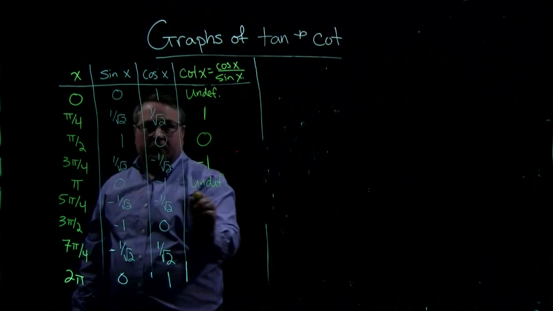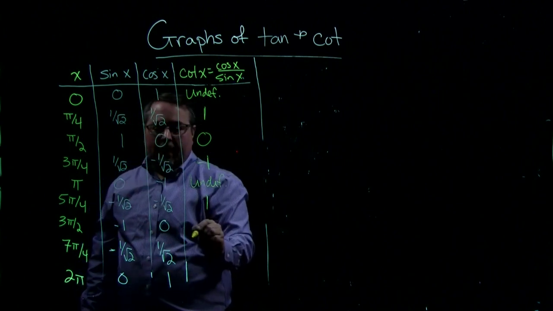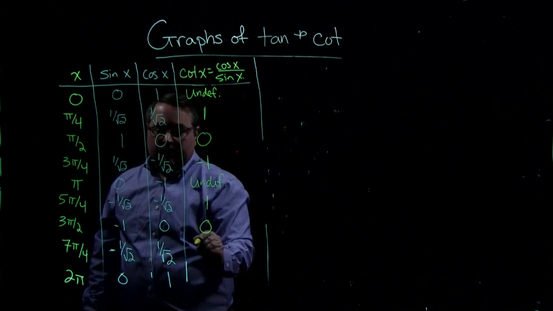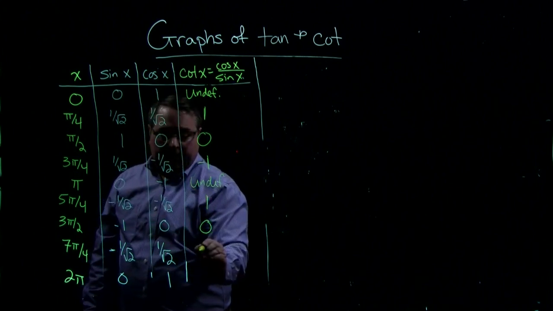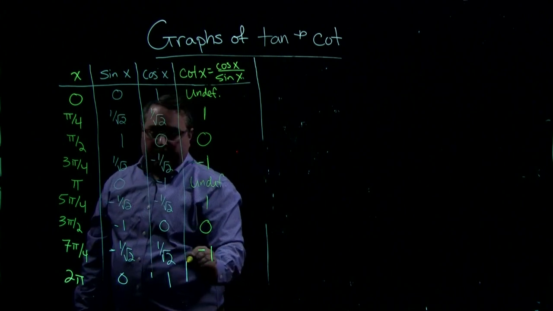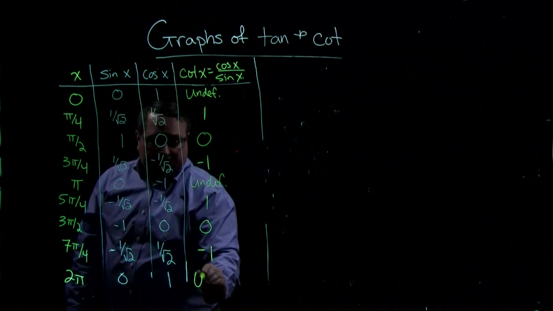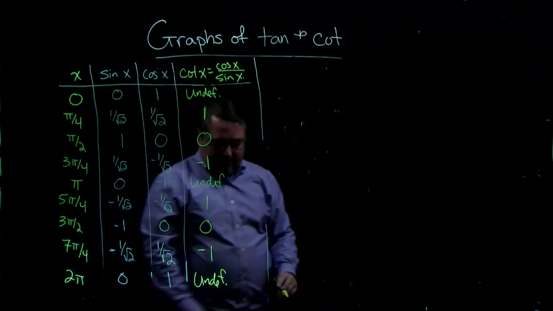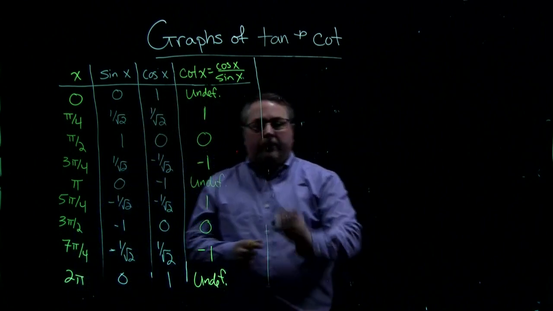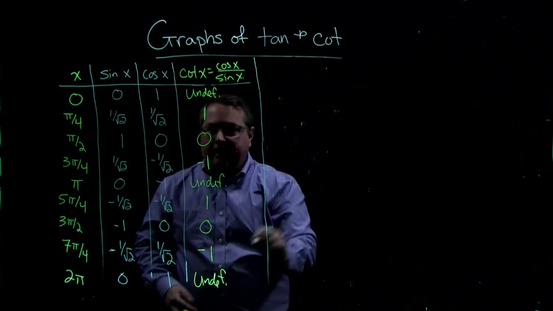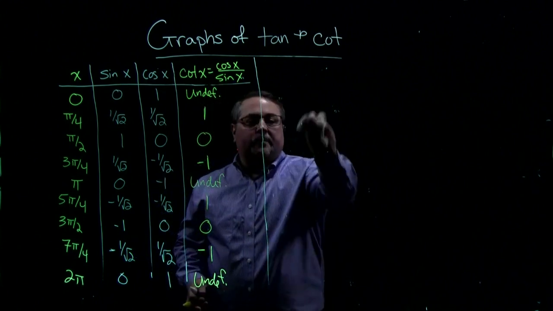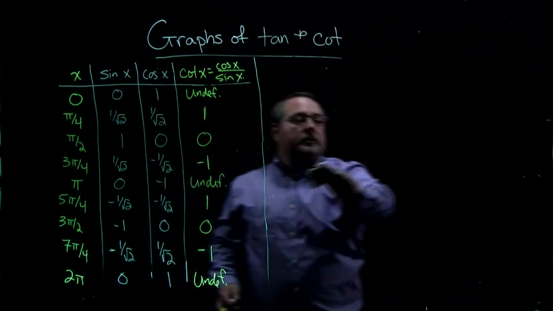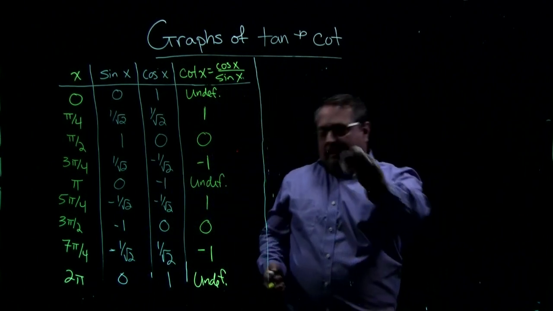When x is 5 pi over 4, cotangent is 1. When x is 3 pi over 2, cotangent is 0. When x is 7 pi over 4, cotangent is negative 1. And when x is 2 pi, cotangent is undefined. I went through that fairly quickly, but I just used the fact that cotangent is cosine x divided by sine x. So if you need to, please feel free to pause the video at this time and double check my work there.